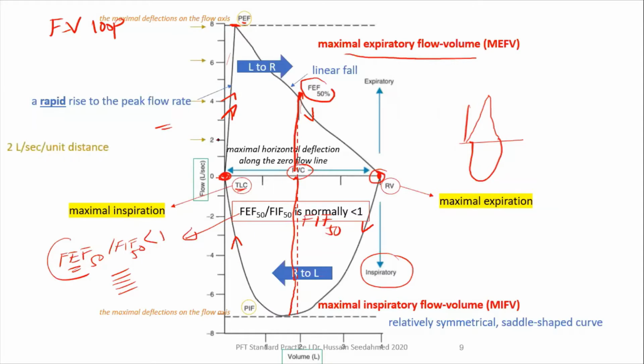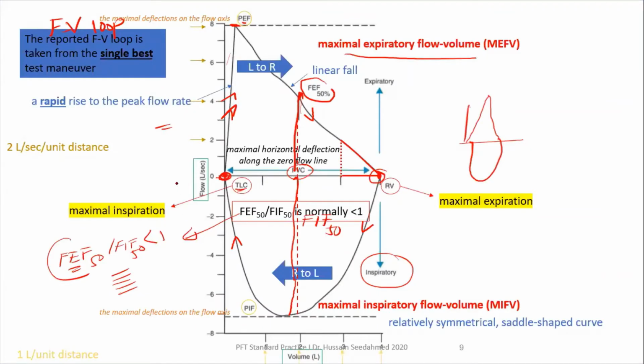Just a quick reminder here, the flow is 2 liters per second per unit distance. Usually it is 2, 4, 6, 8. And similarly, below is the pressure.